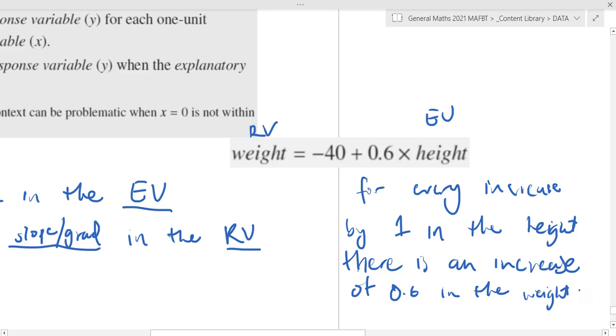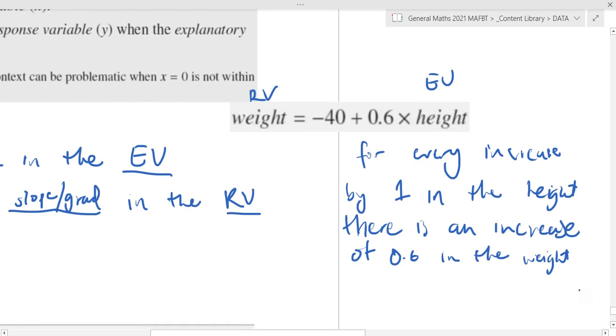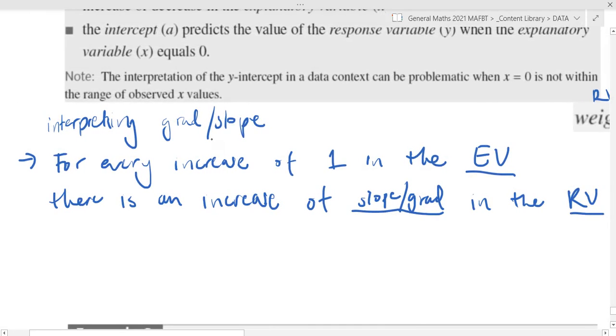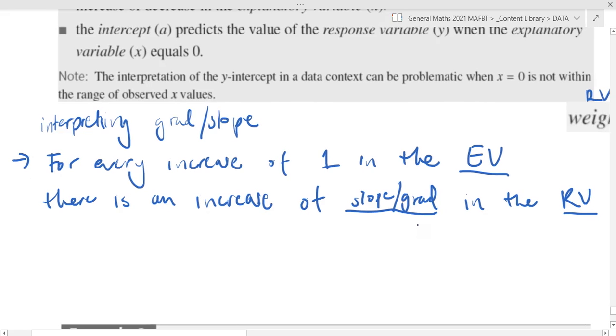Okay, so that's what you would write in this sentence. Yep. Okay, so you got to write this. I would like you guys to please write this because this is the format that you have to write your answers in. So for every increase of 1 in the EV, whatever the EV might be, there is an increase of whatever the slope is in the RV. So please write down that sentence.